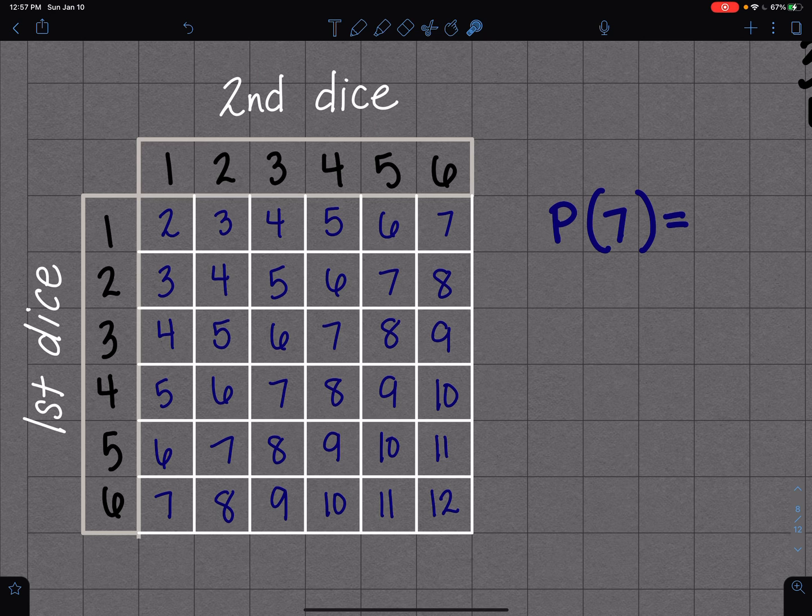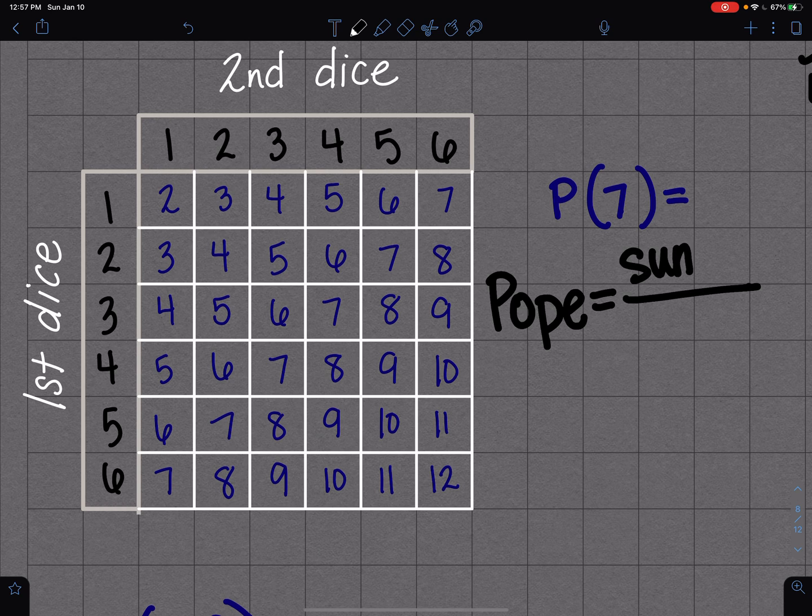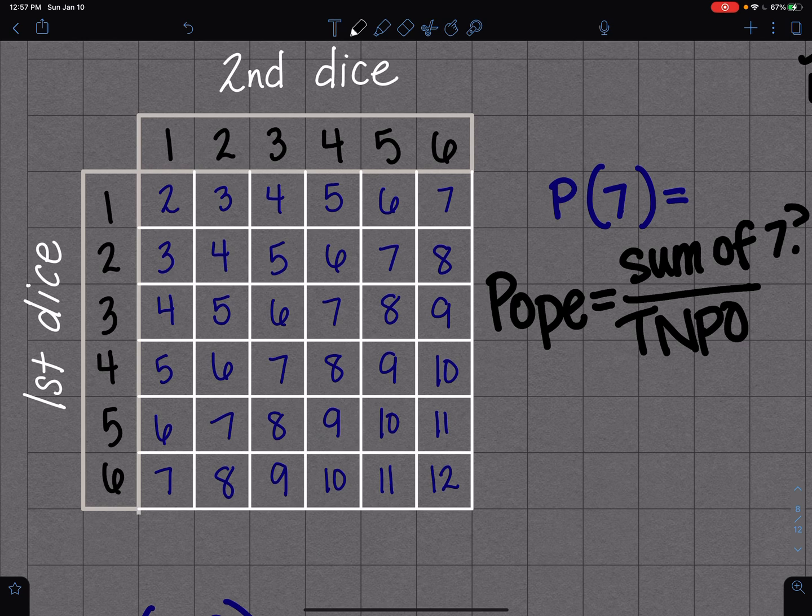So let's start with the probability of 7. And let's do the Pope equation. So the Pope is going to be a sum of 7 on top. How many ways can you do that? And then the total number of possible outcomes. That was number of outcomes in the sample space is what I want to say. Number of outcomes in the sample space. Okay, TNOS. So if we do the Pope equation, how many ways can you get 7?